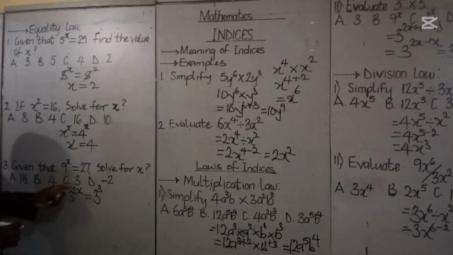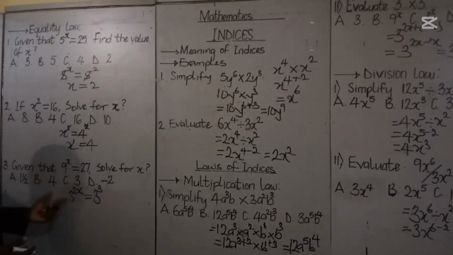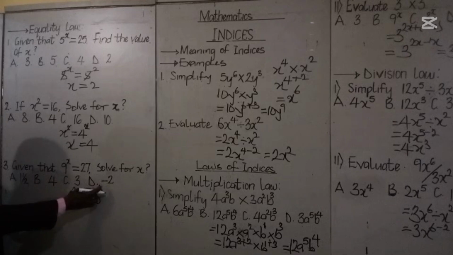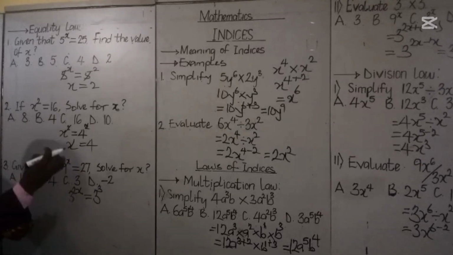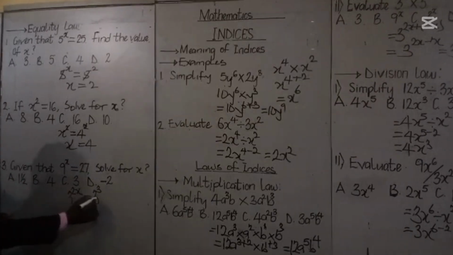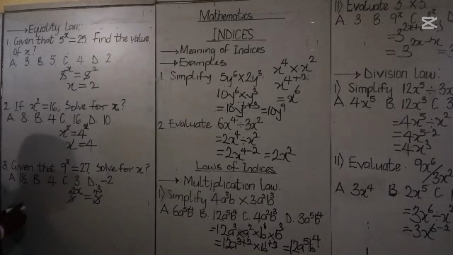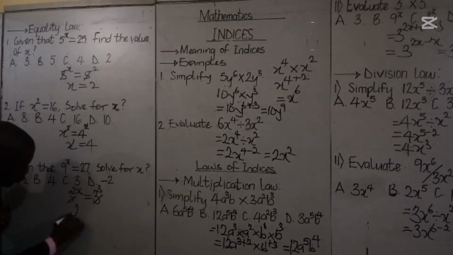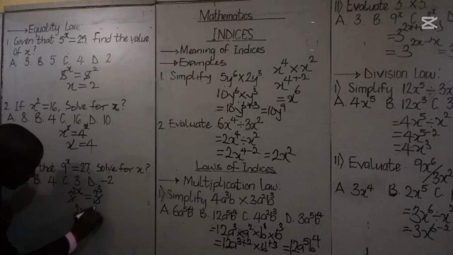27 is same thing as 3 raised to power of 3. And 9 is same thing as 3 raised to power of 2. That is to say, 3 raised to power of 3 means 3 times 3 times 3. So here is the base. They cancel out because they are similar to each other. So we now have 2x being equal to 3.